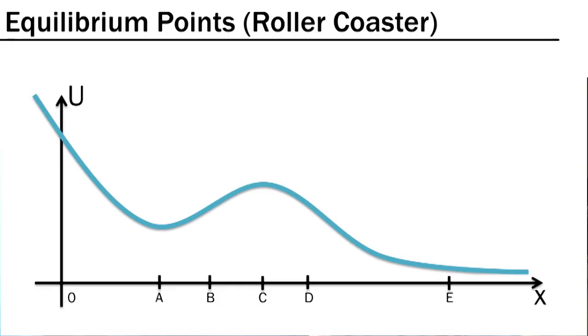Okay, so how about the equilibrium points for that particle? How would you find those points? My guess would be that equilibrium points should be at A and C. That makes sense. We have local min and max, but which one's going to be which?